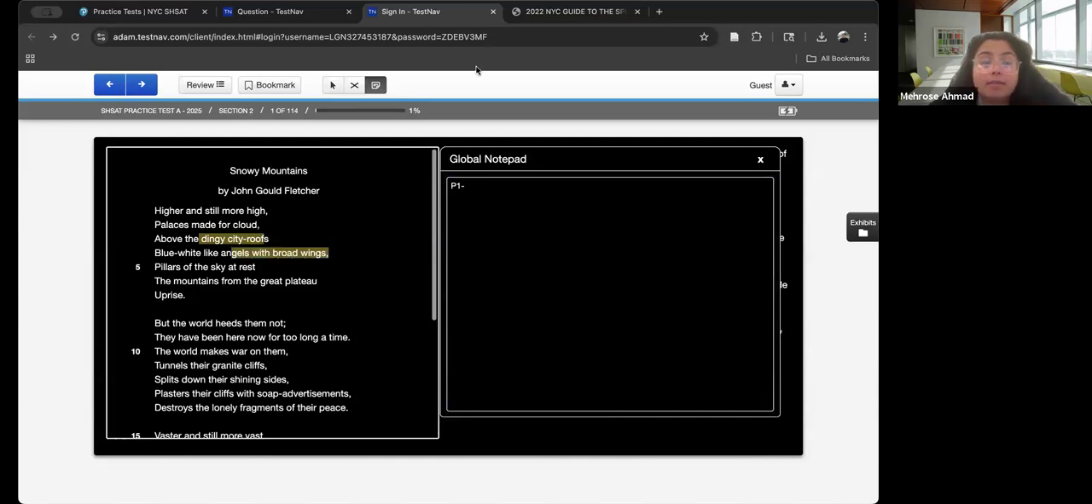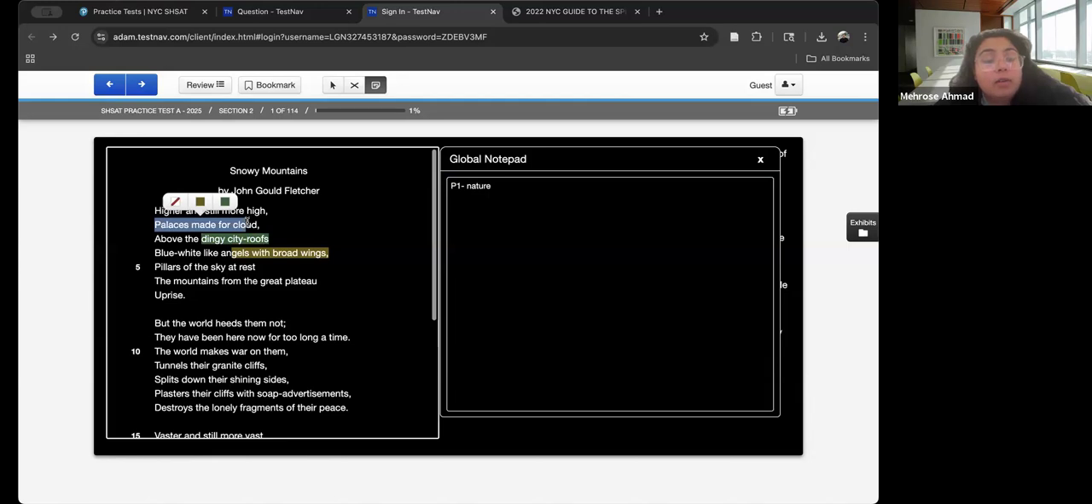Pillars of the sky at rest, the mountains from the great plateau uprise. Okay, so what do I see? I see this emphasis on nature. What do I also see? I see a contrast between how the author describes nature versus how the author describes the city roofs, right? The city roofs are called dingy. Nature is described in a more positive way.